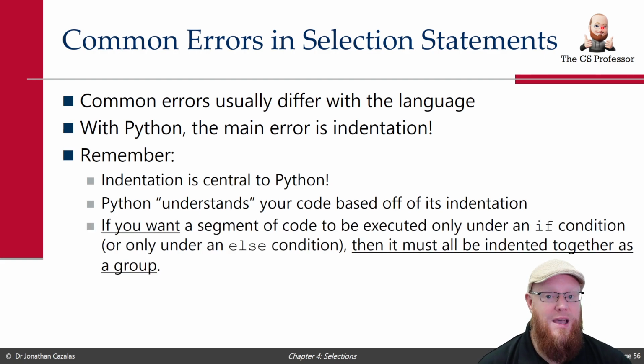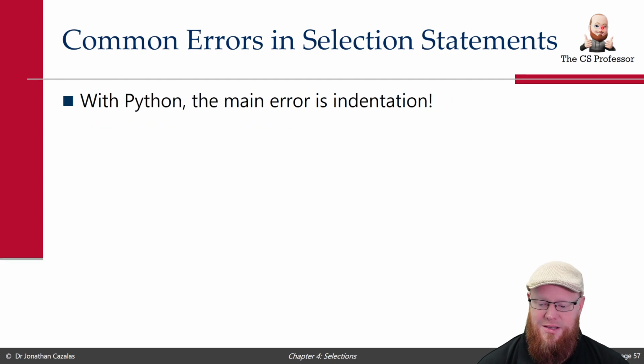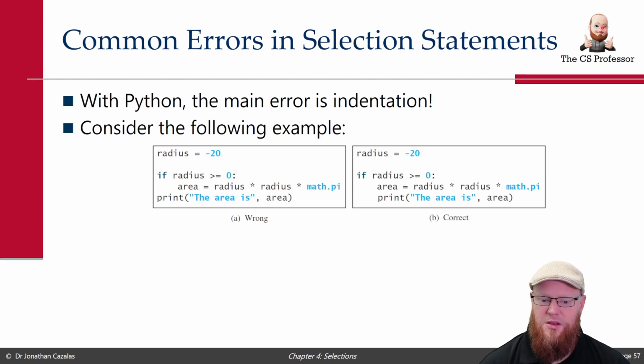If you want a segment of code to be executed only under an if condition, like within an if block, then all of that code inside the if block must be indented together as a group. Every line must be indented four spaces. So look at this example.